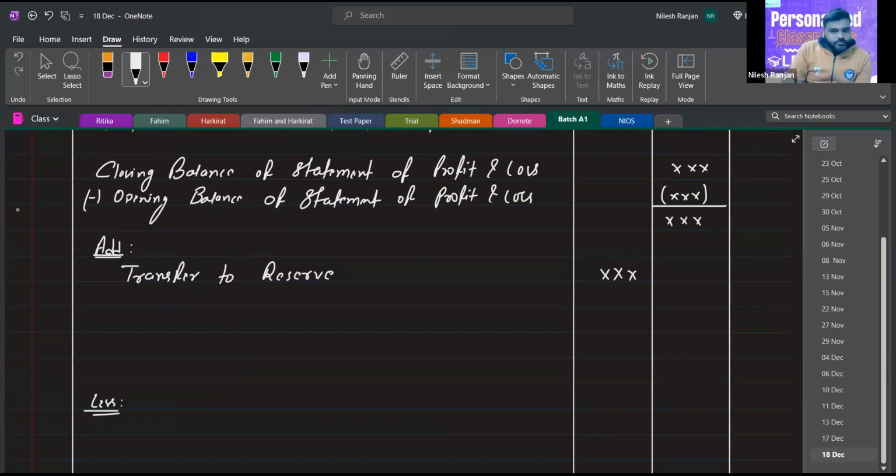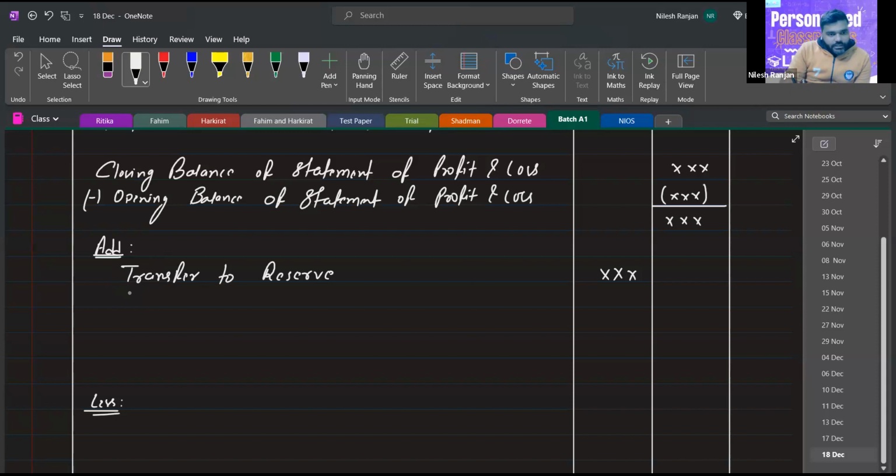Okay, sir. Ritika? Yes, sir, it is. Fahim? Yes, sir. Actually, you have studied this. You told me that you have completed this part, and that's why I asked you. So I thought you know this. Sir, I know the format. Not only the format, the reason behind it. Oh, yeah, that. Yes, transfer to reserve is added.